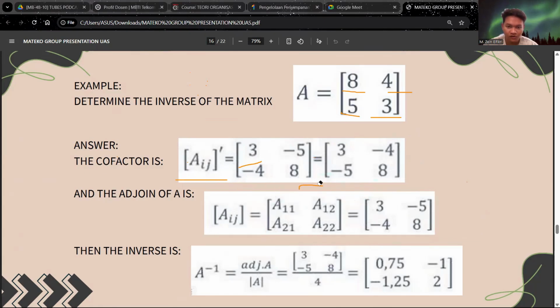So what is the inverse? The inverse, we add the result from above to this solution. A inverse equals the adjoint of A divided by the determinant of A. So we have this, and the determinant of A is 4, and the result is this. Okay, continue to next.